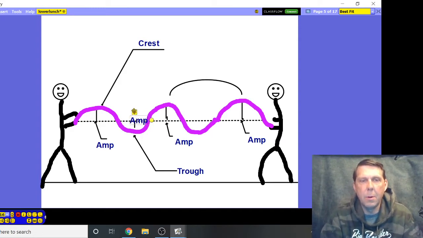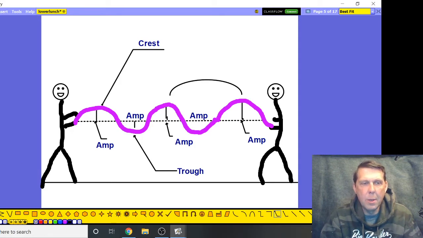I can spell amp correctly. That is a measure of the amplitude, and so is that. You can measure the amplitude from that point, and we'll stop calling it that point in a second, to any top of the crest or any of the trough.